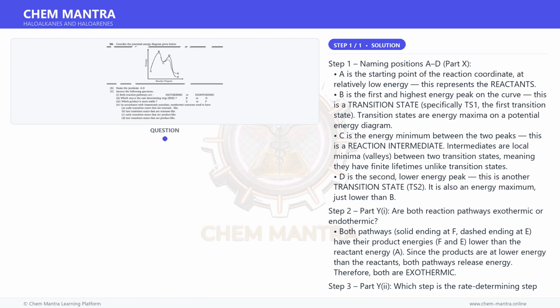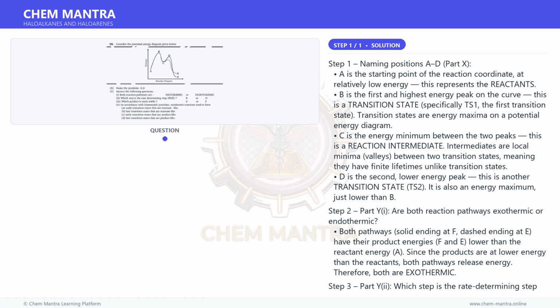Step 4 part Y. 3. Which product is most stable? Stability of a product is inversely related to its potential energy. Lower energy means greater stability. From the diagram, F is at a lower energy level than E. Therefore, F is the most stable product. Answer F.